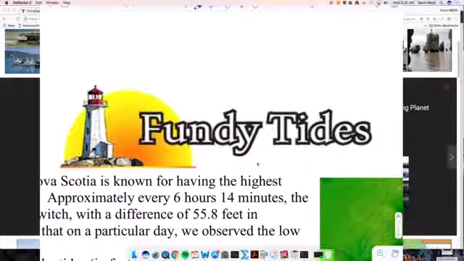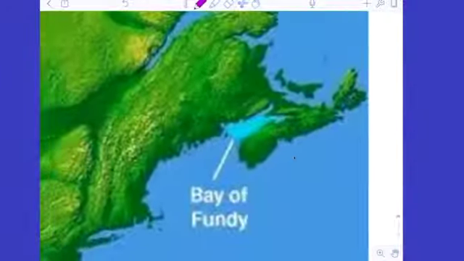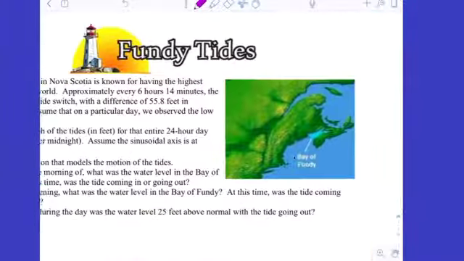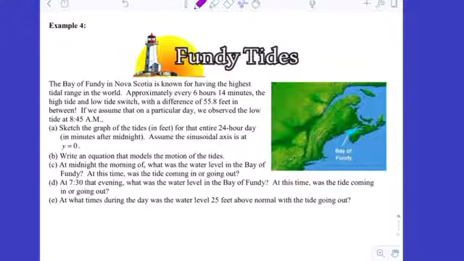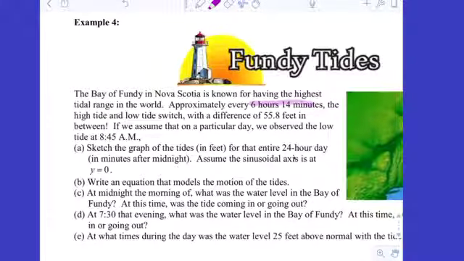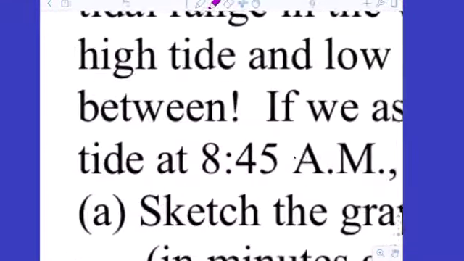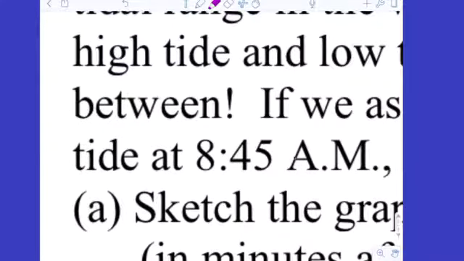Let's go ahead and take a look at this example and see if we can get through at least the gist of it. If we don't finish it, it's no big deal. Hey, look, there's the Bay of Fundy right there. Okay, that's in Nova Scotia. The Bay of Fundy in Nova Scotia is known for having the highest tidal range in the world, approximately every 6 hours and 14 minutes. Wow. The high tide and the low tide switch, with a difference of, and this is going to astound you, 55.8 feet. That's huge. That's like a tsunami coming in and a tsunami going out. In between, I don't use exclamation points that often in my writing, but I had to use one here.